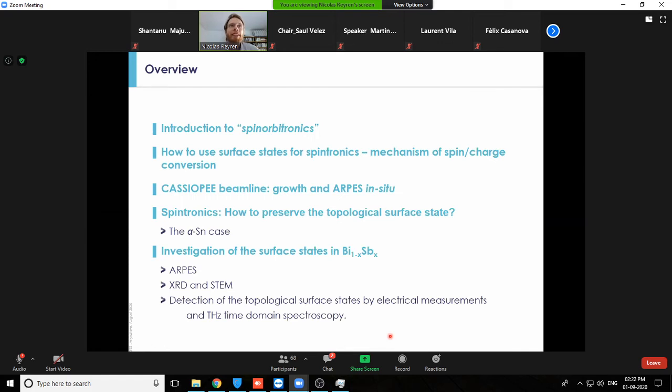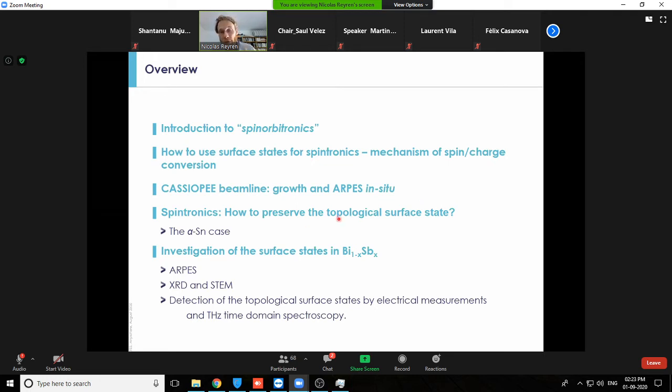So, as you've already heard a lot about spin orbitronics this morning, I will go very quickly through an introduction about spin orbitronics, and then I will discuss how the surface states of topological insulators can be used for spin-to-charge conversion. I will describe a bit the Cassiope beamline that allows us to grow the materials and directly check the band structure by ARPES in situ.